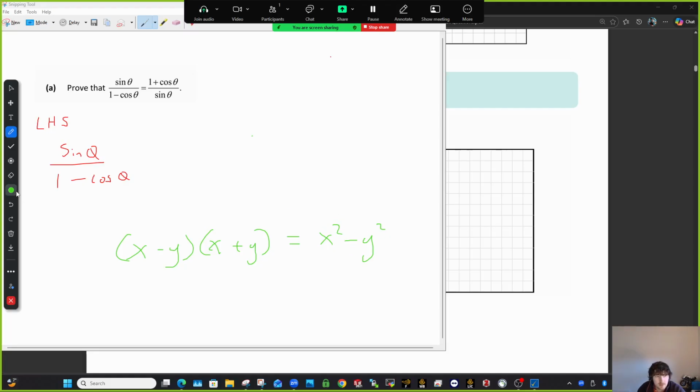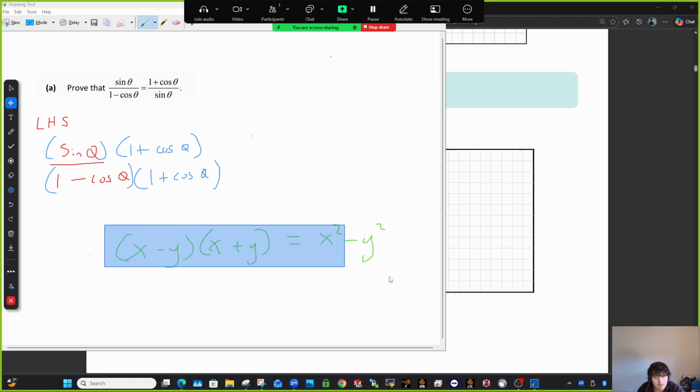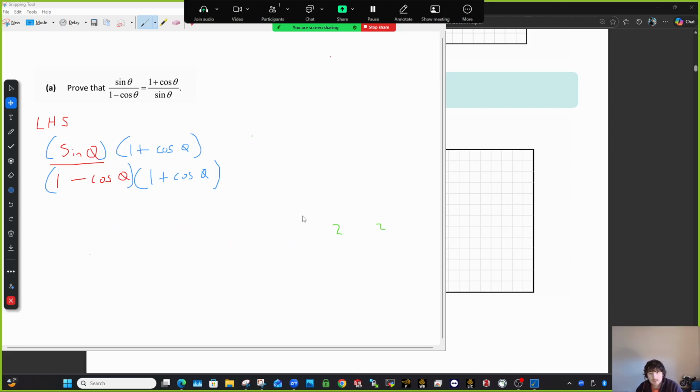So the hint here is seeing this 1 plus cos theta on the other side. The idea is we're going to multiply above and below on our left-hand side by 1 plus cos theta. Because we're doing the same thing top and bottom, everything's okay. That's cool. So I'll get rid of this green thing now. What will the bottom become? Well, the bottom is the difference of two squares. But if you wanted, you could multiply it out and you'll still get the same thing as if you use the difference of two squares formula.